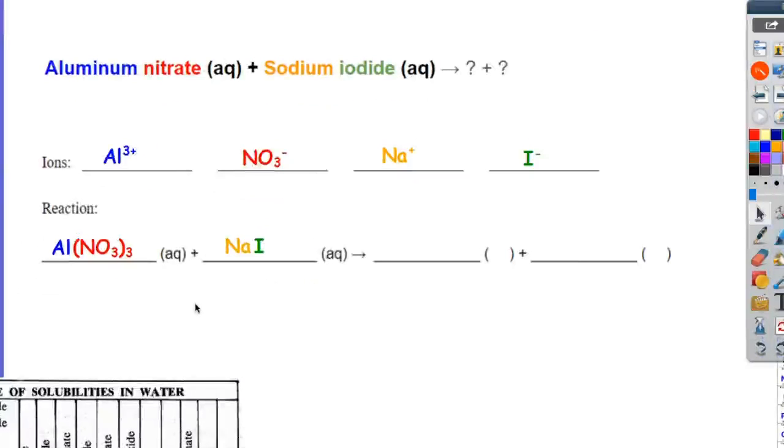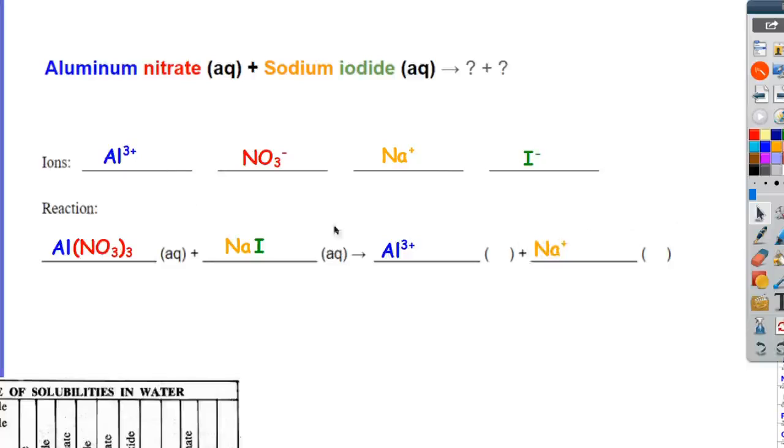So now that I know my starting reactants, I can figure out my products. My suggestion, again, is start with your positive ions, start with your cations. So aluminum was the first ion in my first reactant. So aluminum is going to be my first ion in my first product. Sodium was my first ion in my second reactant. So now sodium is going to be my first ion in my second product.